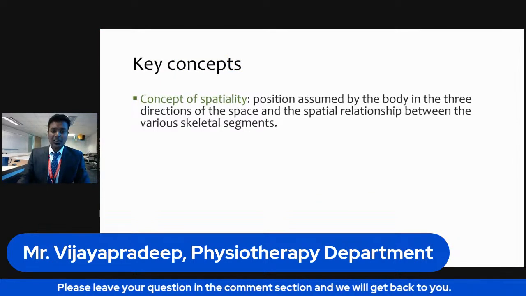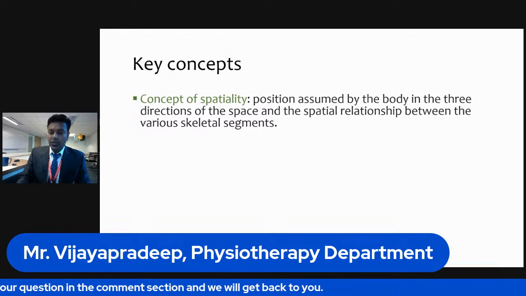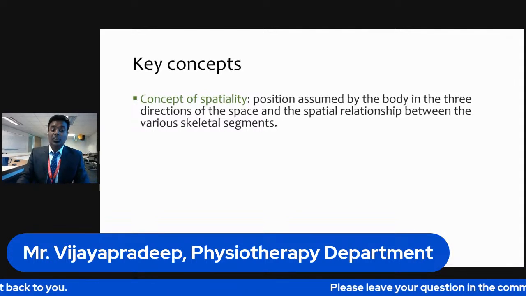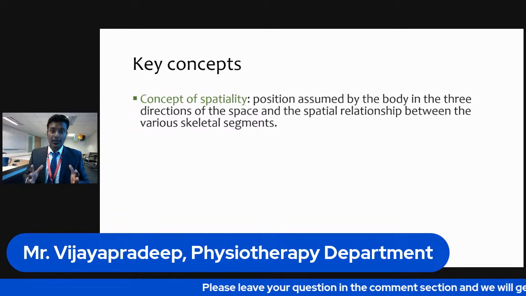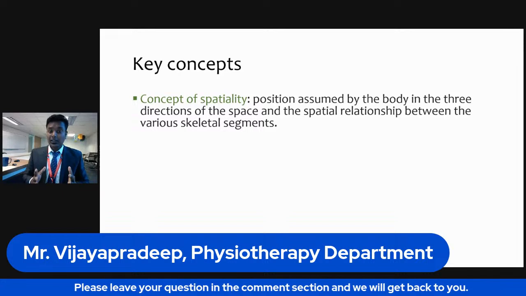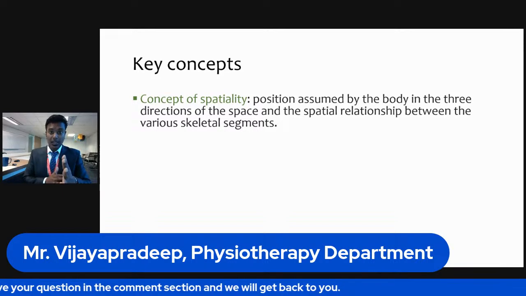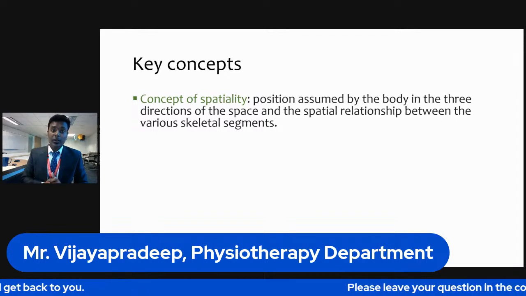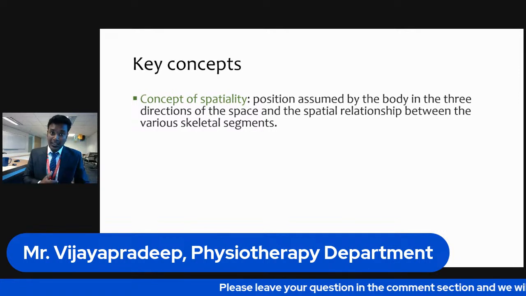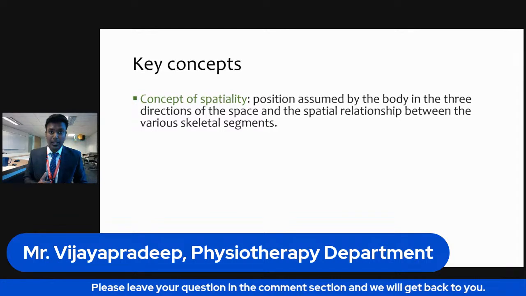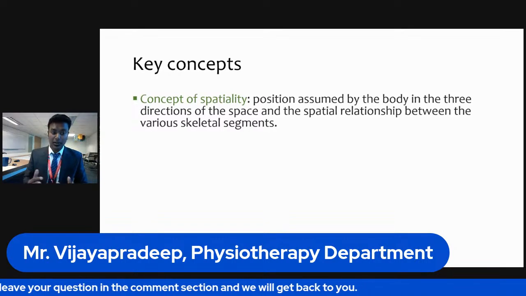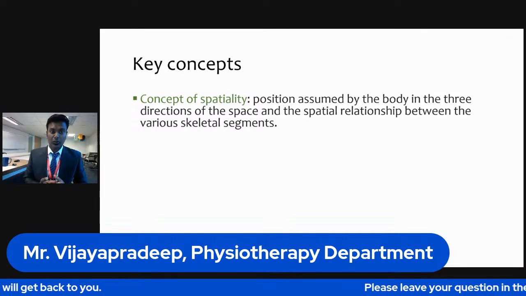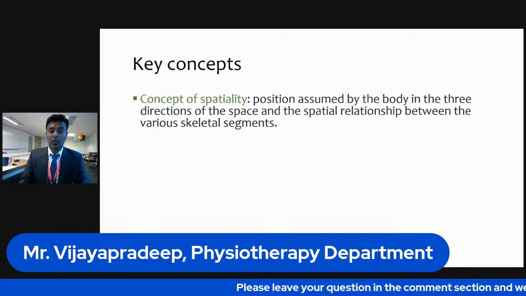There are some key concepts to understand about posture. First, we're going to discuss the concept of spatiality. Spatiality is the space that you occupy where you are standing or sitting. It is the position assumed by the body in the three directions of space and the spatial relationship between the various skeletal segments. We know about the planes, right? The sagittal plane, coronal plane, and the horizontal plane. On all three planes, in all three directions, the body occupies some space in the universe, and that is called the concept of spatiality.